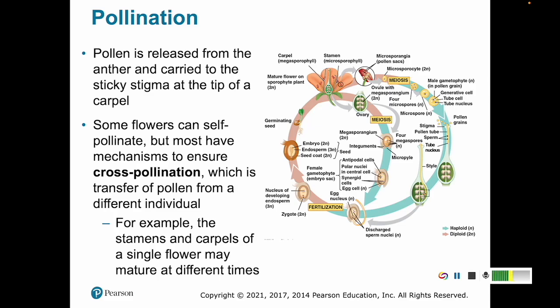So sometimes that may involve stamens and carpels of a single flower maturing at different times. So the stamen will be mature when other flowers have carpels ready, or the carpels may mature when the other flowers have stamens ready. So they're not able to pollinate themselves. That's a little bit important because cross-pollination assures a little bit more variety of genetic information, and variety is always helpful so that your species can survive as a whole.